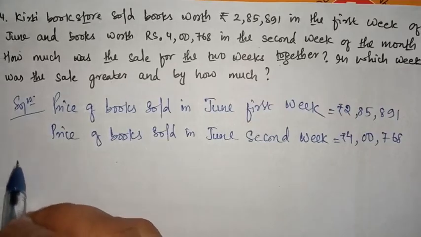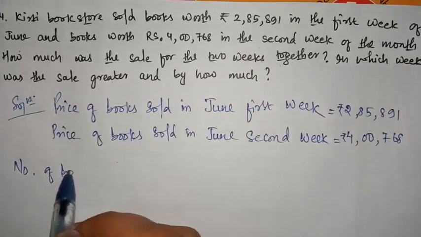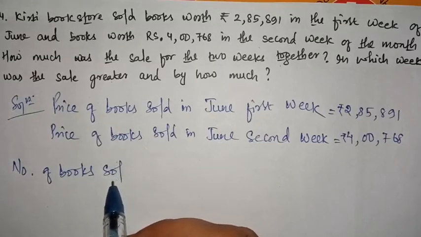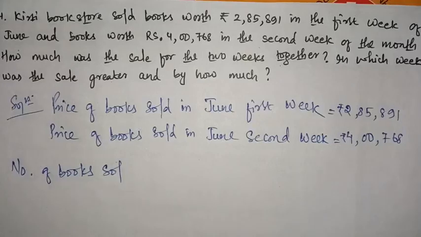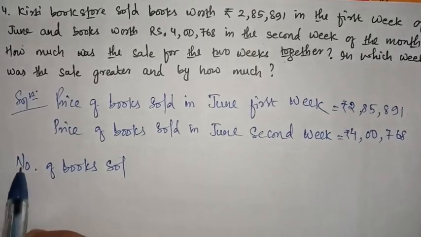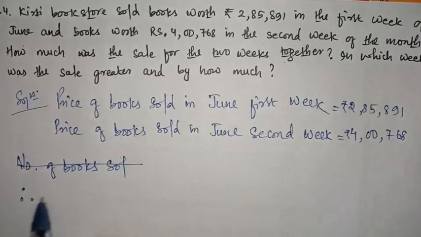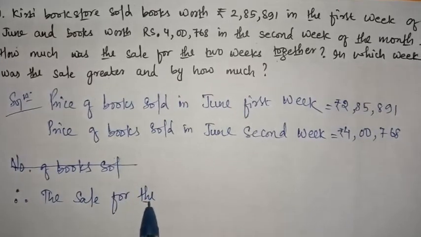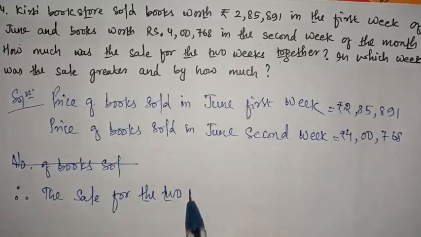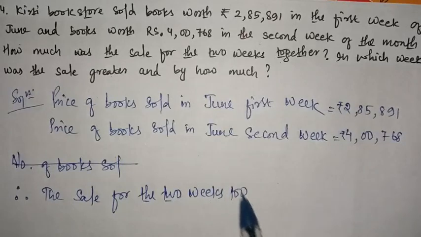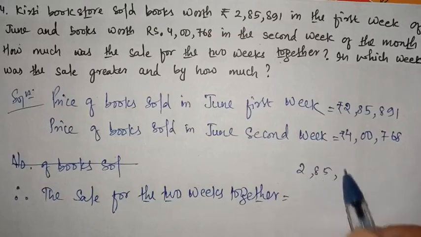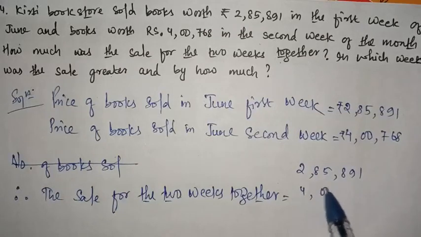So you'll write the number of books sold in both weeks together. Okay, let's not write this. Let's write, therefore, the sale for the 2 weeks together is equal to how much? 2,85,891 and then 4,07,768. If you add it, what will be the value?